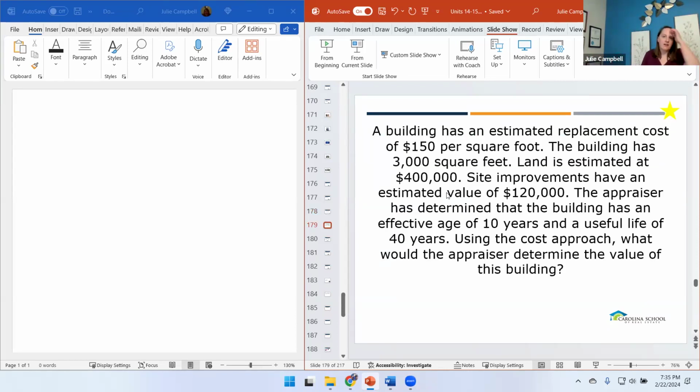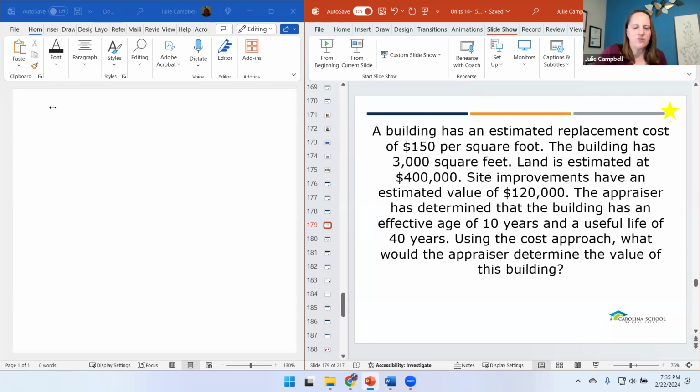So a building has an estimated replacement cost of $150 per square foot. The building has 3,000 square feet. Land is estimated at 400,000. Site improvements have an estimated value of 120,000. The appraiser has determined that the building has an effective age of 10 years and a useful life of 40. Using the cost approach, what would the appraiser determine the value of this building to be? So let's start.